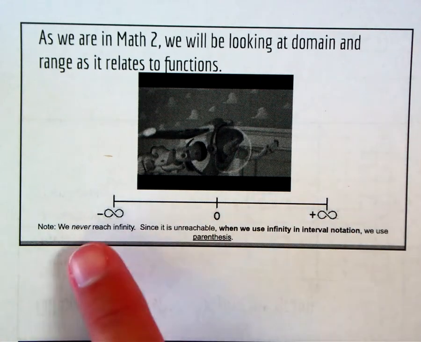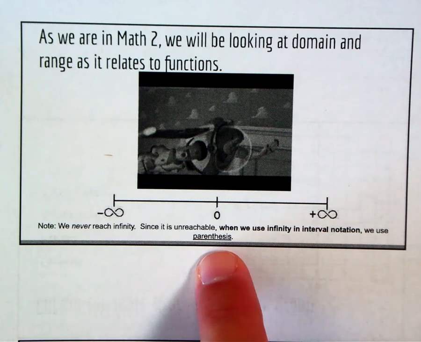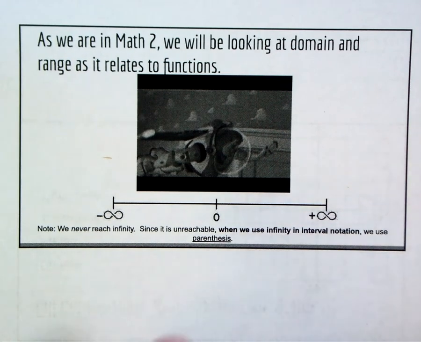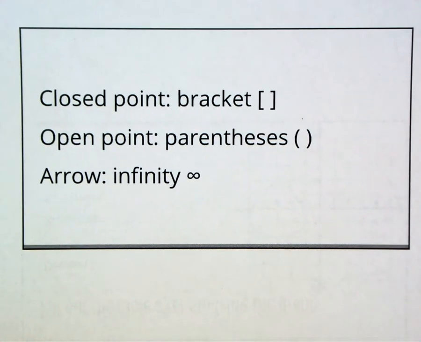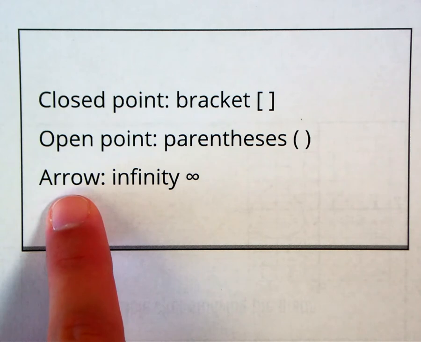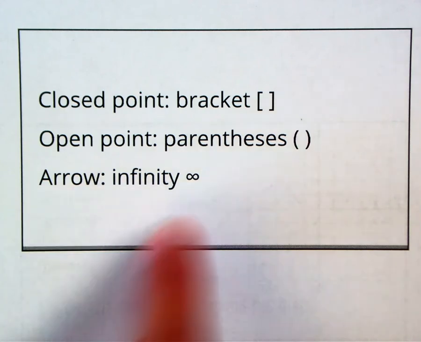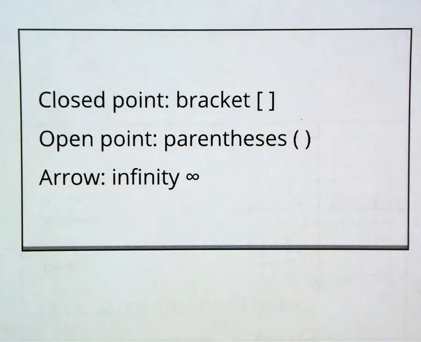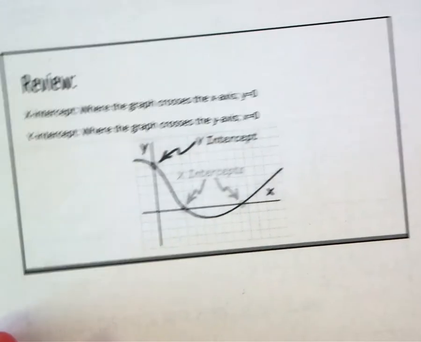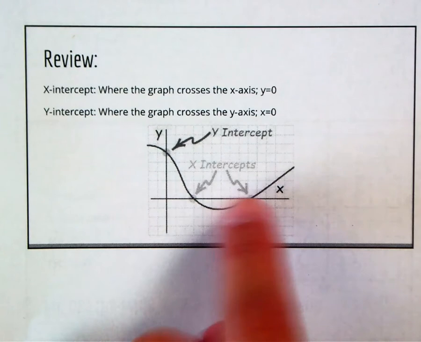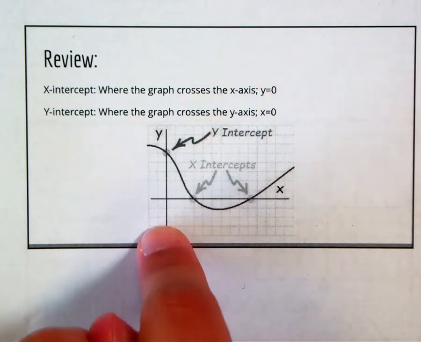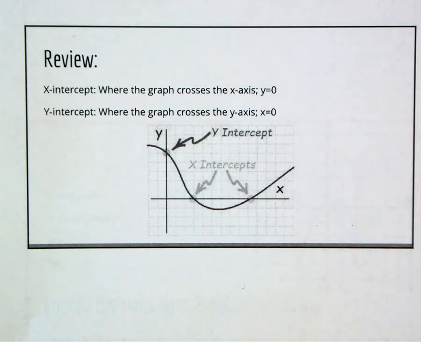And so in interval notation, remember we're going to use parentheses because we never actually get to those infinities. Closed points, we're going to use brackets. Open points, we're going to use parentheses. If there's an arrow, that means infinity, and we're going to use parentheses there as well. So we're also going to throw in x and y intercept just to get a little extra practice. X-intercepts cross the x-axis, y-intercepts cross the y-axis. And all we're going to do is guesstimate where it's at given these graphs.